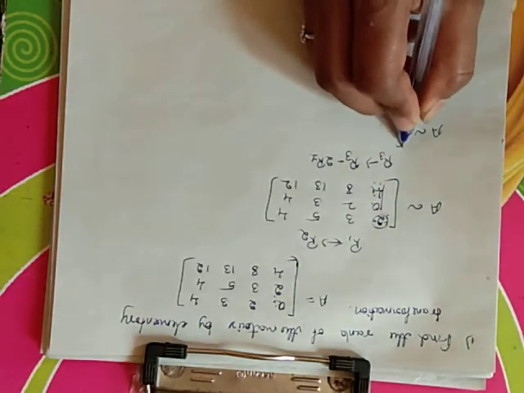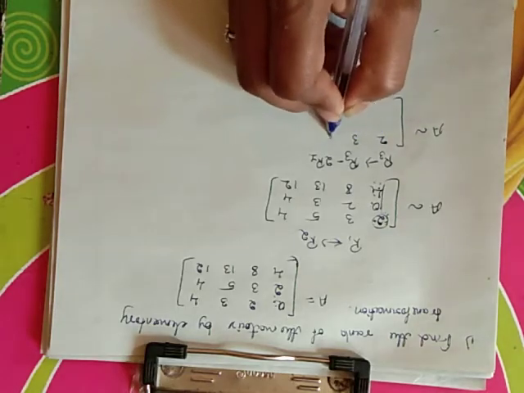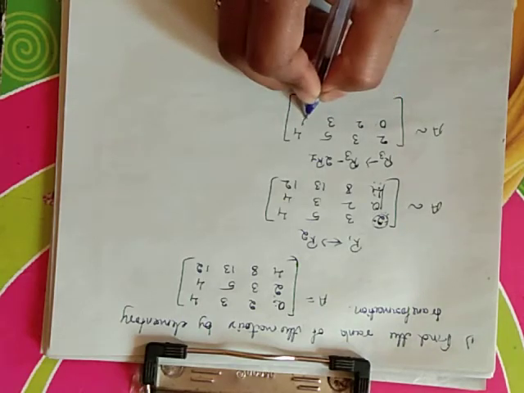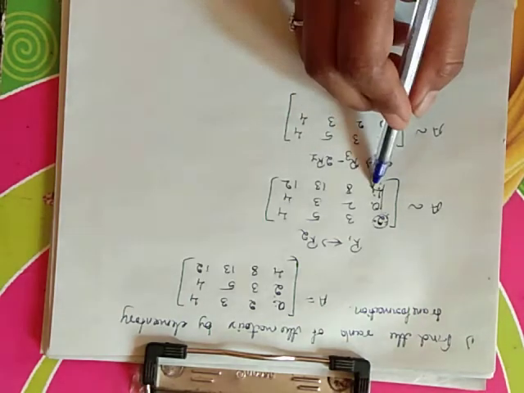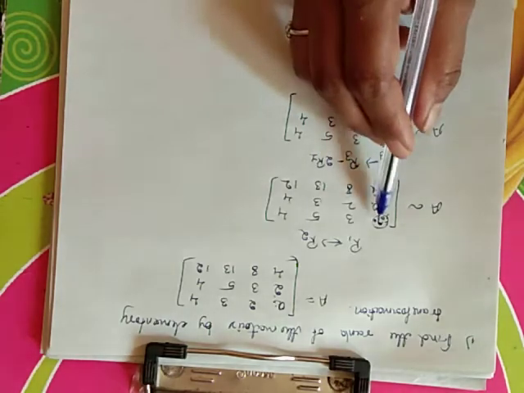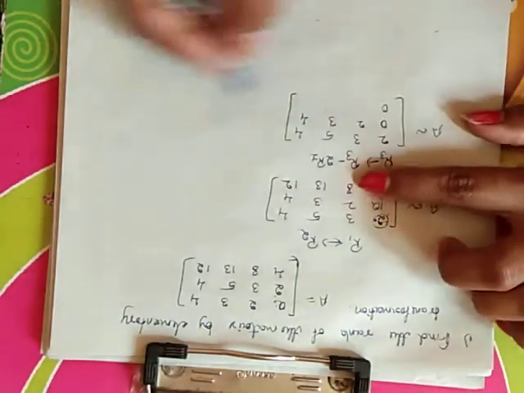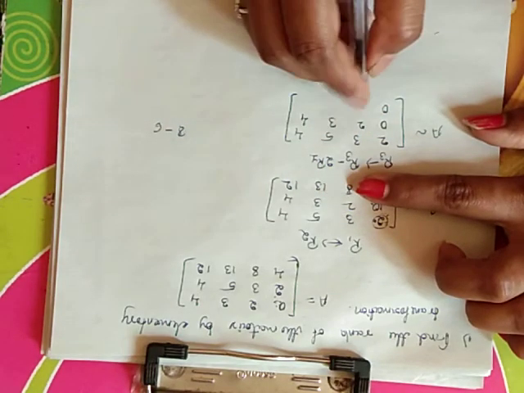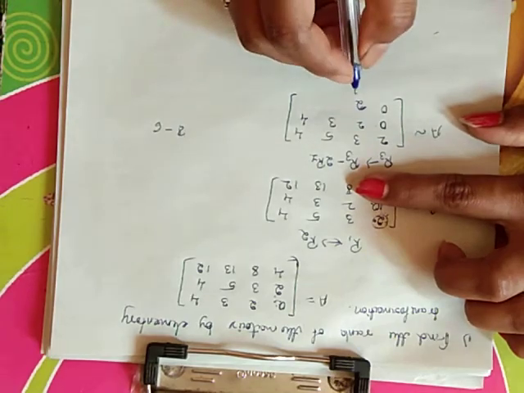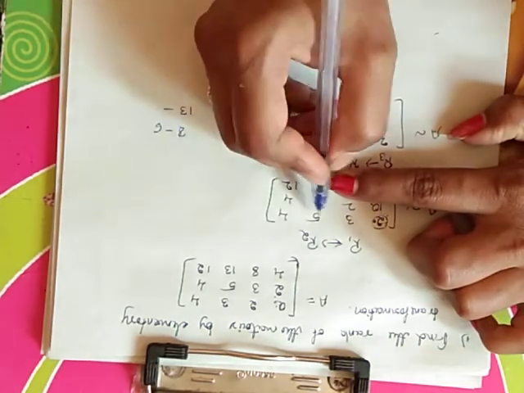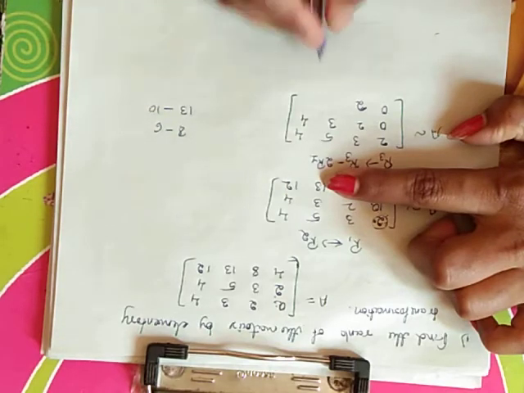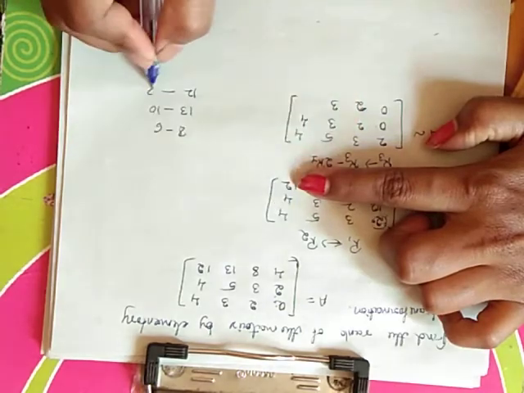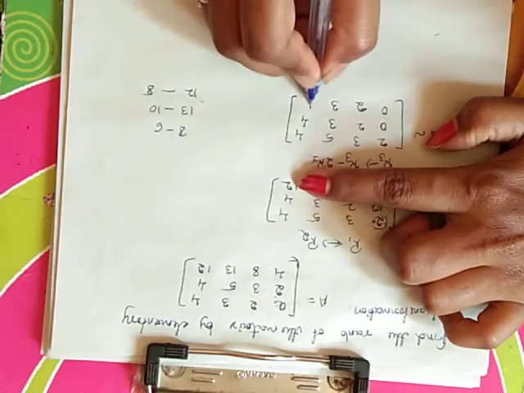Now the transformation becomes: keep the first and second row elements as they are. Now 4 minus 2 into 2, 4, 4 minus 4, 0. 8 minus 3 into 2, 6; 8 minus 6, 2. Next, 13 minus 5 into 2, 10; 13 minus 10, 3. Next, 12 minus 4 into 2, 8; 12 minus 8, 4.